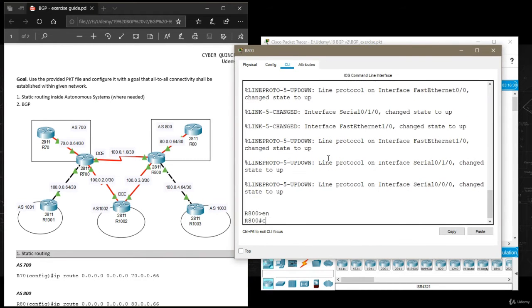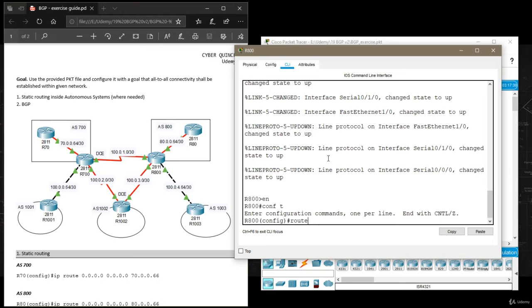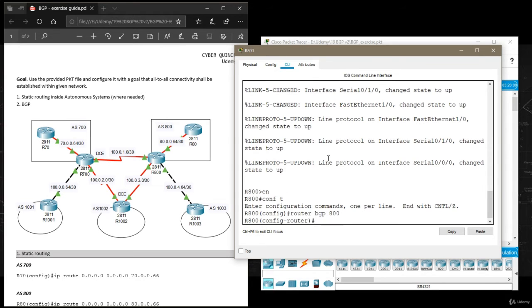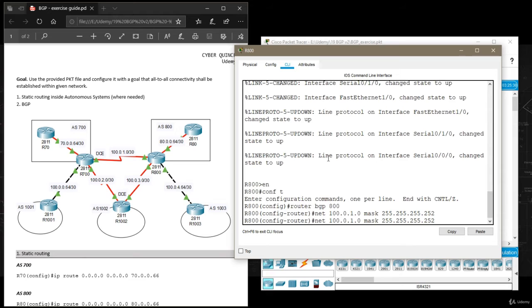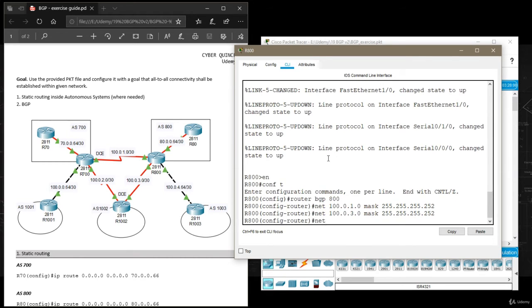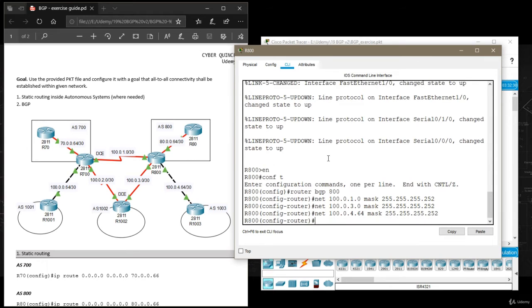On router 800, I'm going to say enable, configure terminal, router bgp 800. Advertise all the external networks: 100.0.1.0 mask 255.255.255.252. We then have 100.0.3.0 with the same mask, and then we have 100.0.4.64 with mask 255.255.255.252.